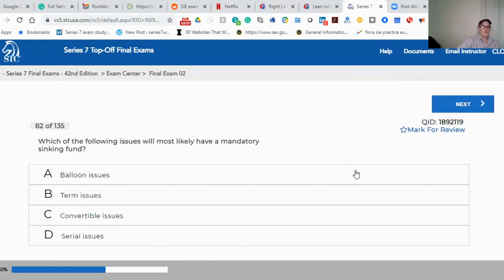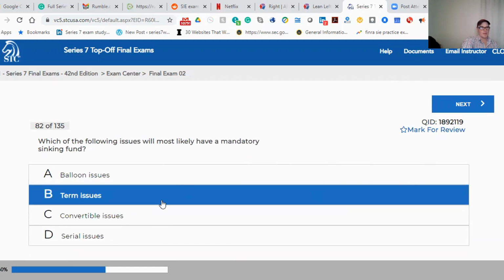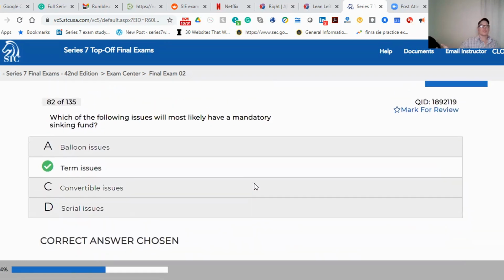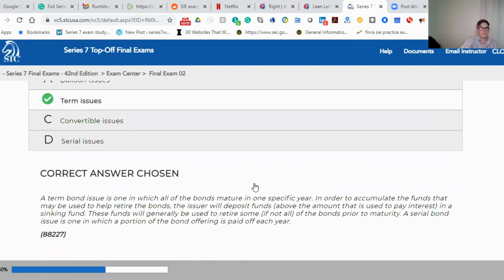Okay. Which of the following issues would most likely, see, I'm running out of steam, right? Which of the following issues would most likely have a mandatory sinking fund? I'm going to go with, just try it. I don't know if I'm right or not. Not convertible issues. I don't think serials would do it. I think a balloon might, or a term. Let's go with it. Let's see what happens. Okay. So term issues. Why? Because they pay, that's what it is. A mandatory sinking fund is where you put money aside to pay off the bonds little by little. Okay.